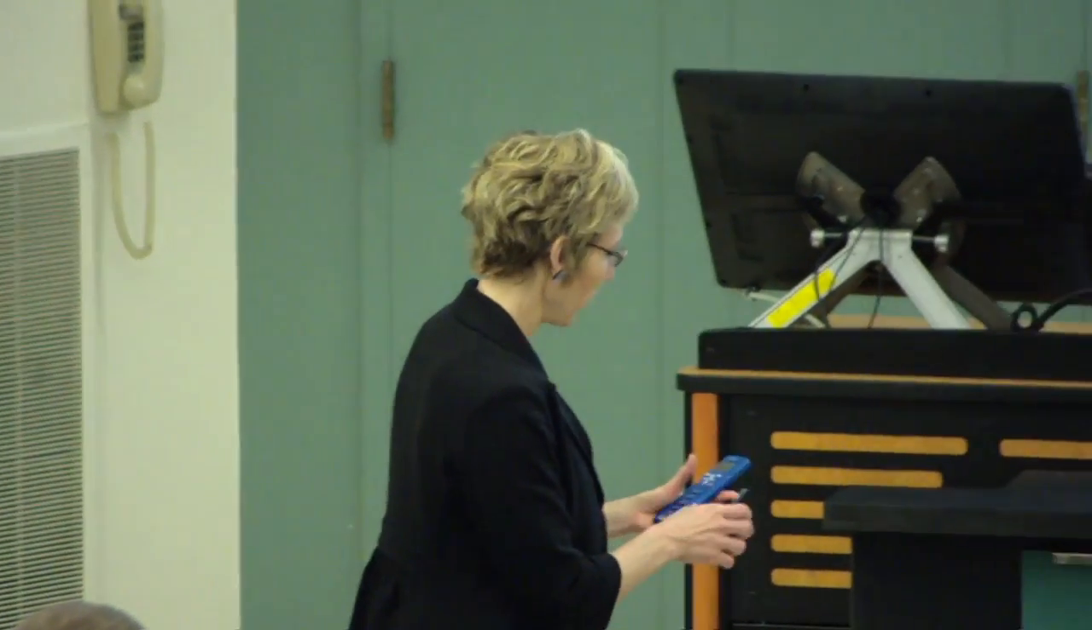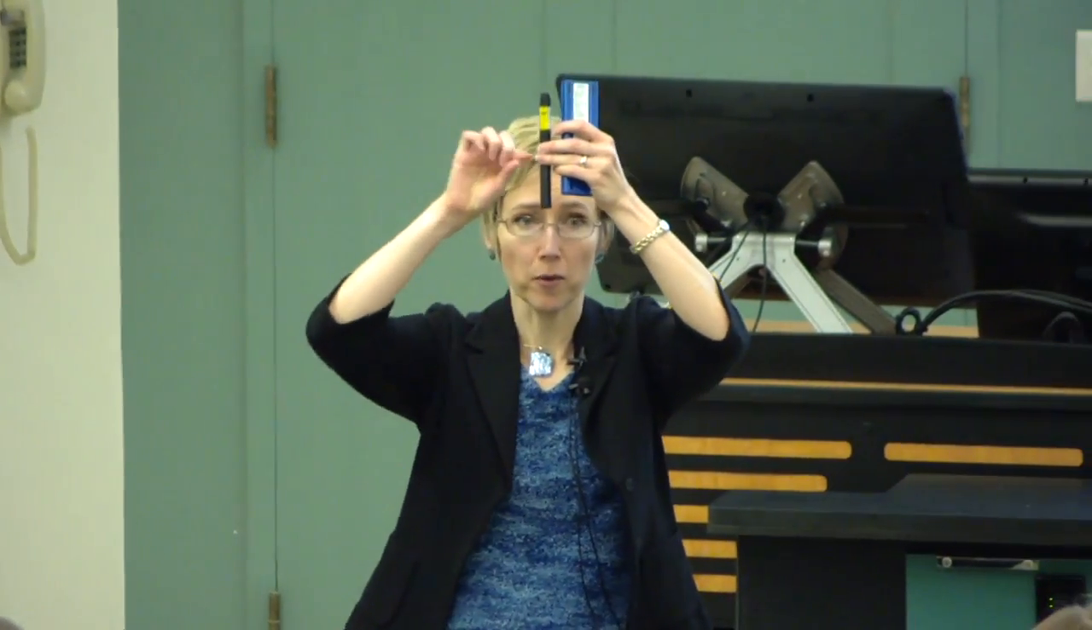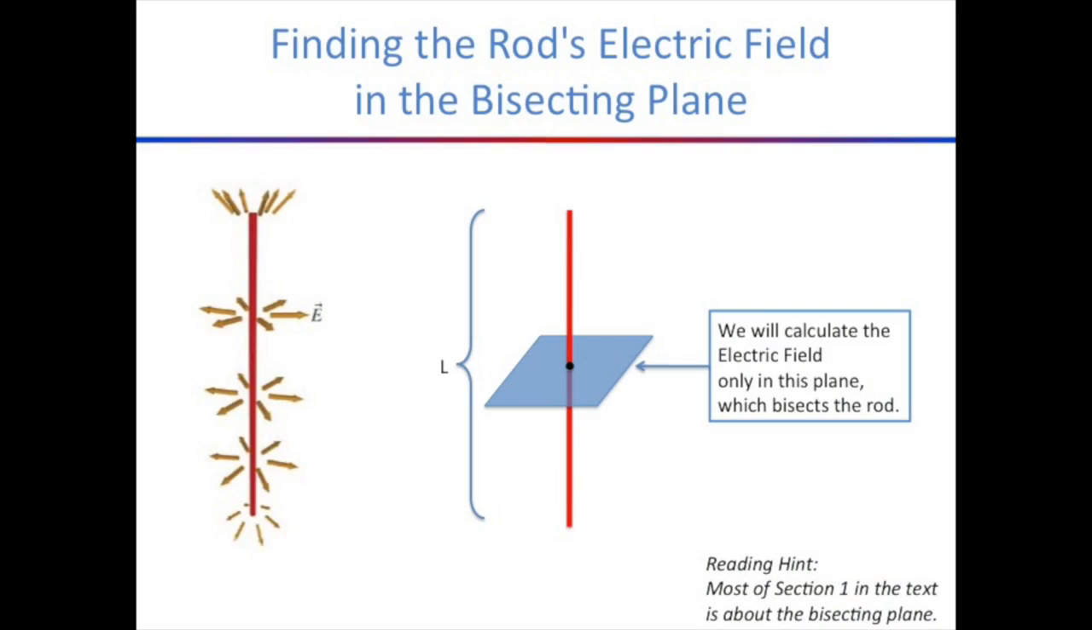If I'm really up close to the rod, then again, the field points away from the rod, and from really up close, it's just going to look like it's coming straight out from the rod. So from really up close, it'll look like this. From really far away, it'll look like that. But in the middle, it's got to be the combination of the two. Do you have any questions about that?